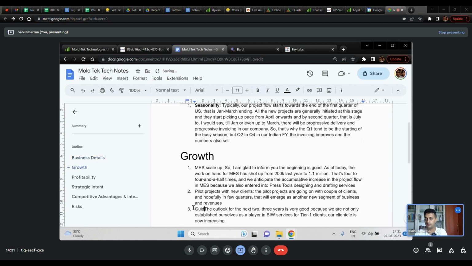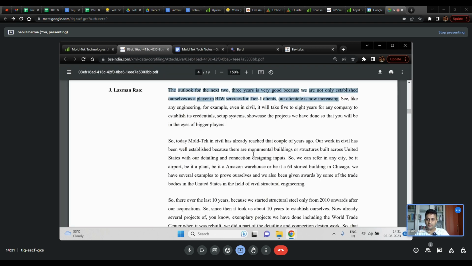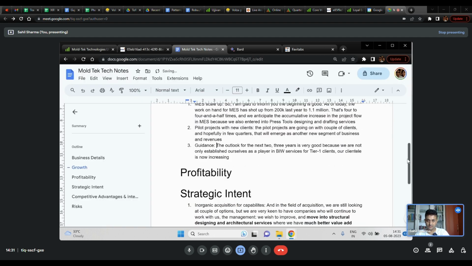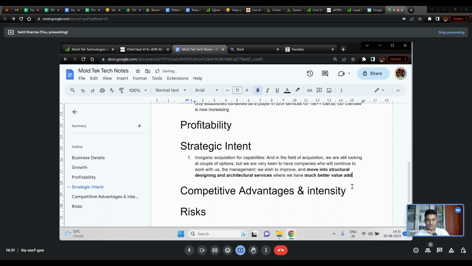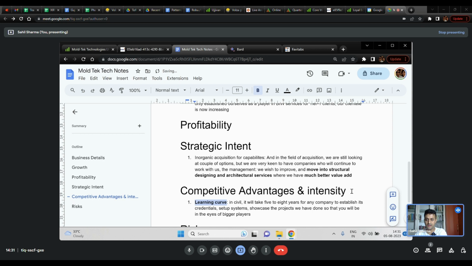Guidance, and then this one is talking about the learning curve. Immediately when you read something like this, what should come to your mind is that a random company cannot compete with them, right? Because of the learning curve.